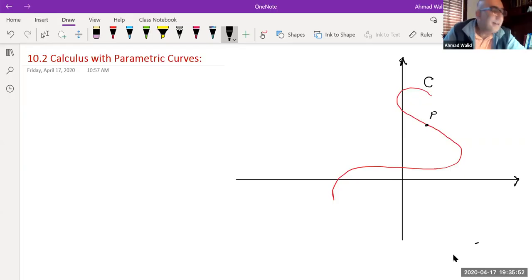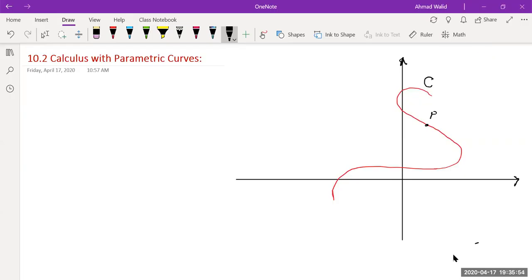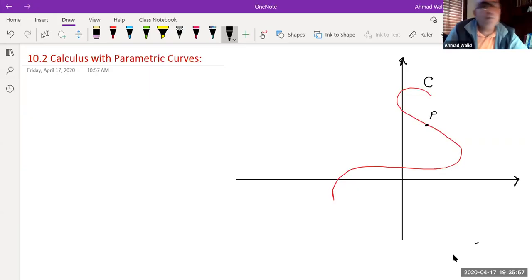To do that, in your book, they suddenly jumped to the chain rule, and they didn't even show you the proof. They gave you the formula for how to find the derivative, or how to find the slope. But I will do a kind of short proof here for you. Just look at where I get the formula that you have on page number 689.